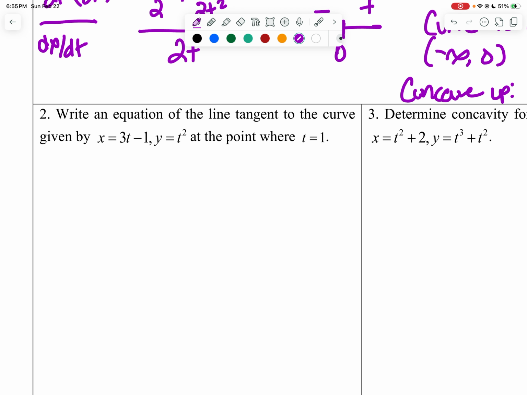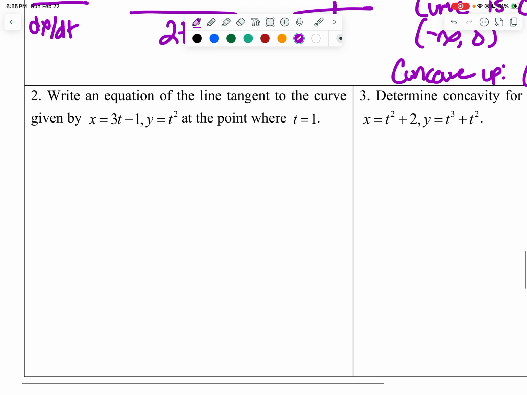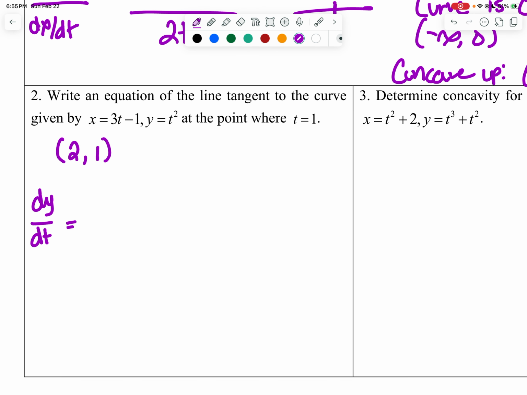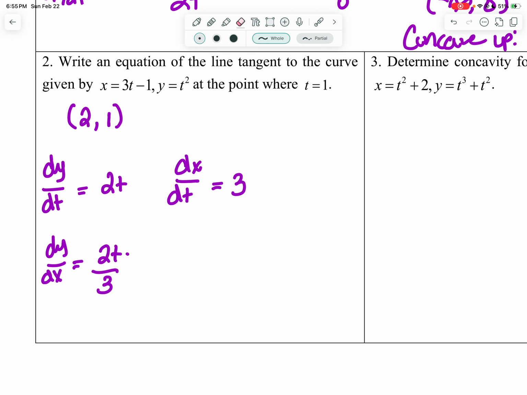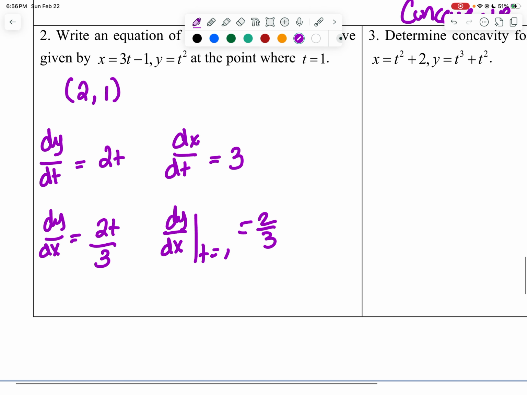Okay, for number 2, we want to write the equation of the tangent line again, where t is equal to 1. So once again, I need to figure out what my rectangular coordinate is. I'm going to plug in 1. So that's (2, 1). Need to figure out what dy/dt is. That's 2t. Need to figure out what dx/dt is. That is 3. So that gives us dy/dx to be 2t over 3. I'm going to plug in 1, so that's going to give me 2/3. And then the equation will be y minus 1 is equal to 2/3 (x minus 2).